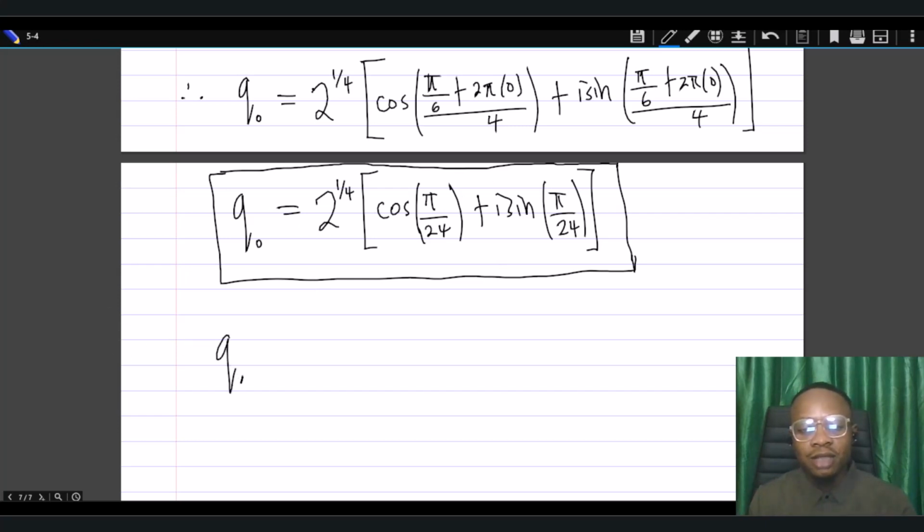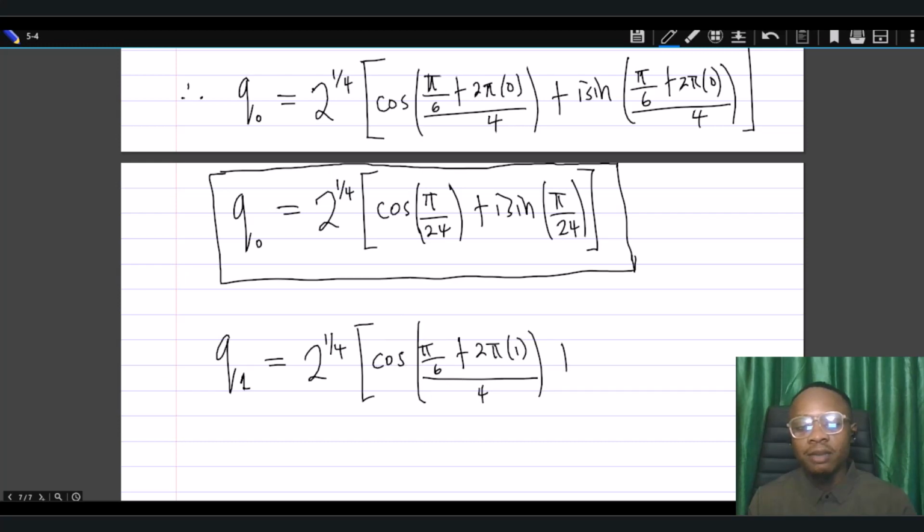So it will follow that q sub 1, in this case, we are substituting k equal to 1. This will be equal to 2 to the power of 1 over 4 into the cosine of pi over 6 plus 2 pi multiplying 1, then we have all of this divided by 4, plus i multiplying sine of pi over 6 plus 2 pi multiplying 1, then all of this divided by 4. So we close this off and close this off.